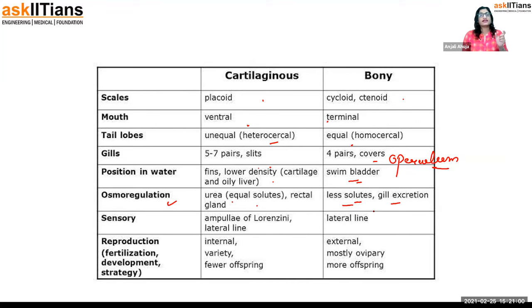So in cartilaginous fishes, they are releasing urea as a waste product, and that's maintaining their osmotic concentration also. In case of bony fish, it's less solute. Not urea in too much amount. Ammonia can also be there.